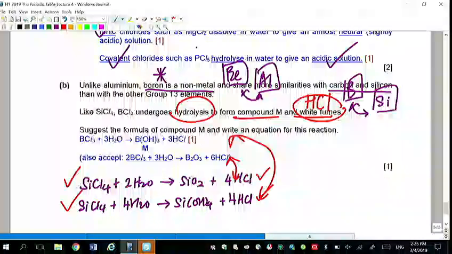So over here, the bottom line is that for this particular topic, you really need to put in the effort to understand the trend, be able to recall the trend, the explanation, and also the equation. Okay, so that is all for periodic table. I'll pass on to Mr. Tan.